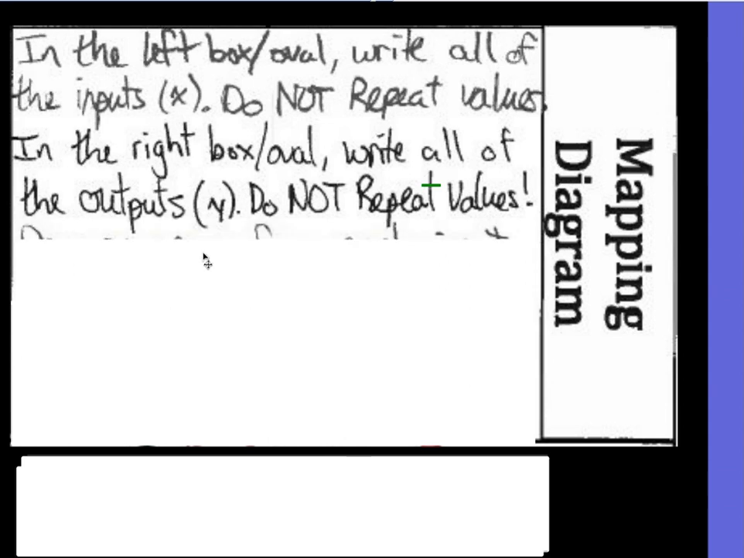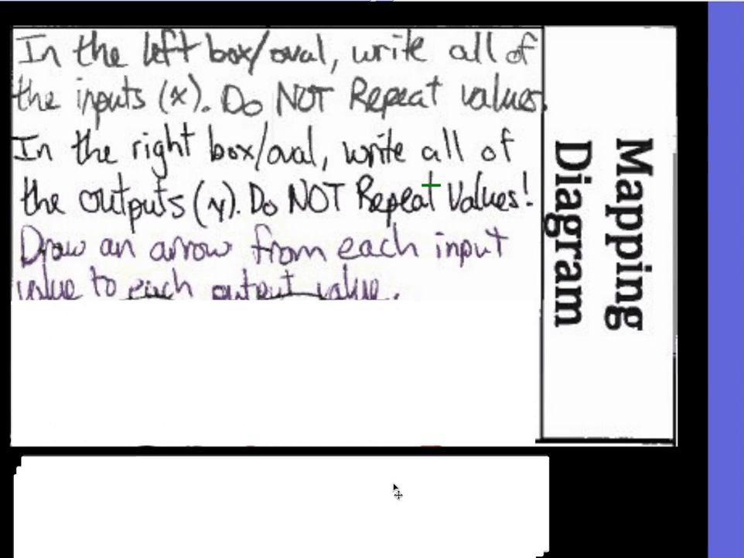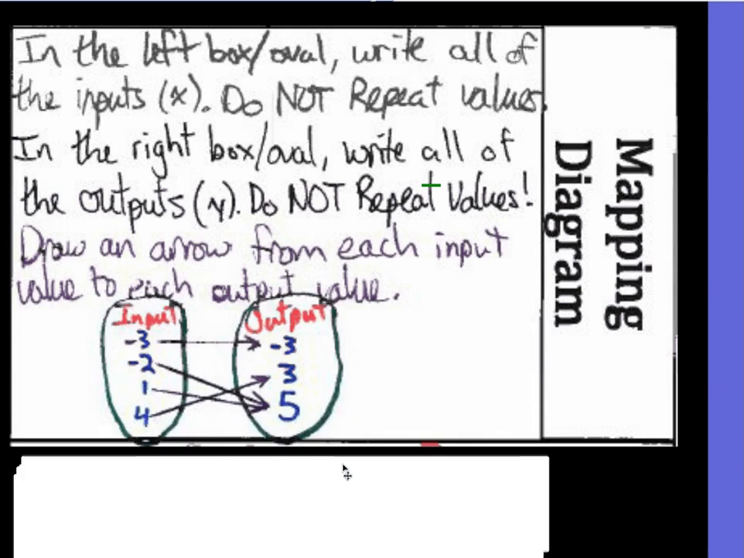And so to make those ordered pairs, you draw an arrow from each input value to each output value. And as the example, still using those same ordered pairs, this is kind of what it looks like. So again, what I did here was I wrote input, I wrote output, I listed my values from least to greatest, and then I listed my values from least to greatest, and I matched up the ordered pairs.